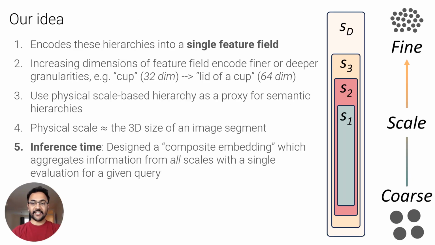The main idea in N2F2 is to encode these hierarchies into a single feature field, where increasing dimensions of the feature field encode finer granularities. We use physical scale as a proxy for these hierarchies, and physical scale is estimated to be the 3D size of an image segment. Furthermore, during inference time, we design a composite embedding that can aggregate information from all scales in a single forward pass, leading to efficient inference.